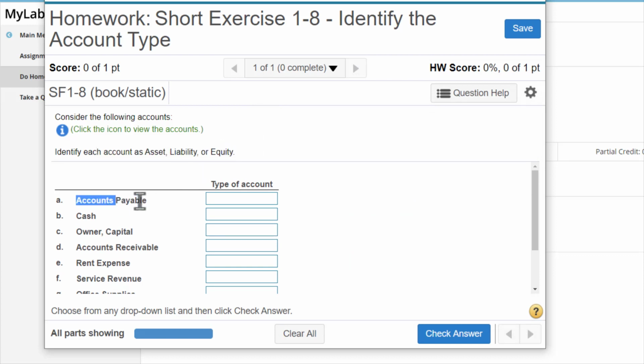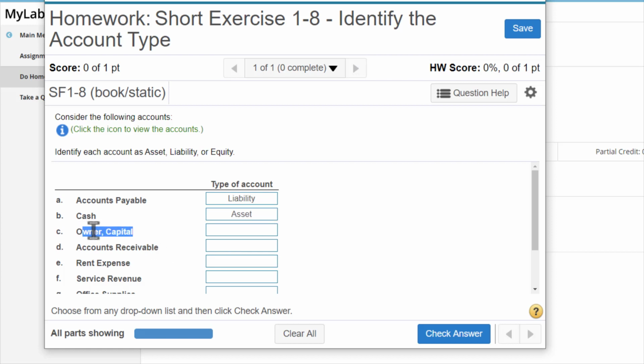So accounts payable. What type of account is that? That's debt, so that's a liability. Remember, accounts payable is something we need to pay within 30 days. Cash, this should be the easiest of them all. It is an asset. It's everyone's favorite asset.